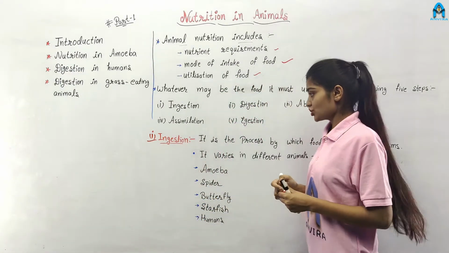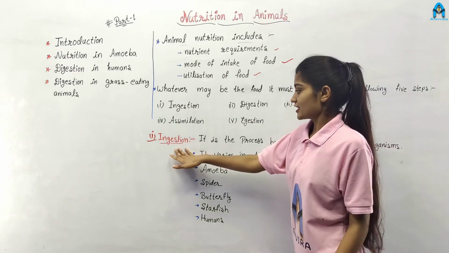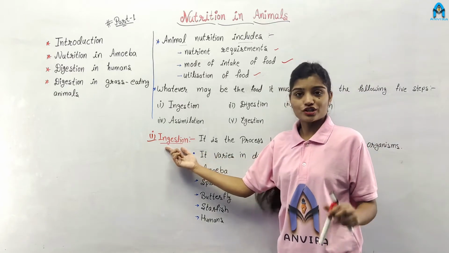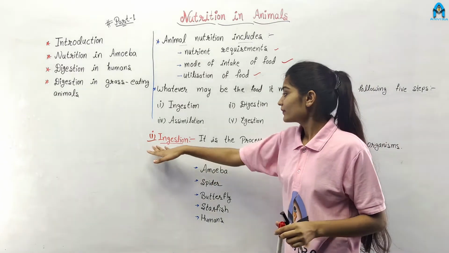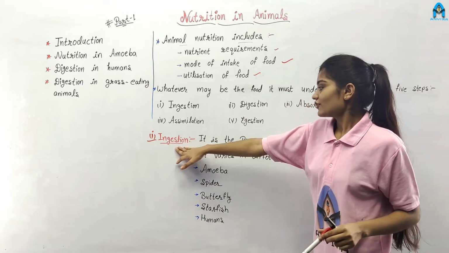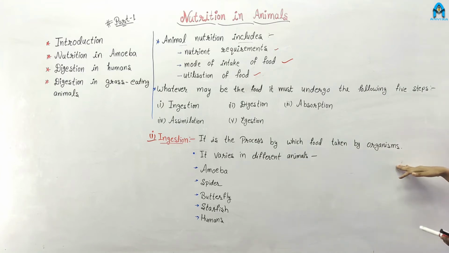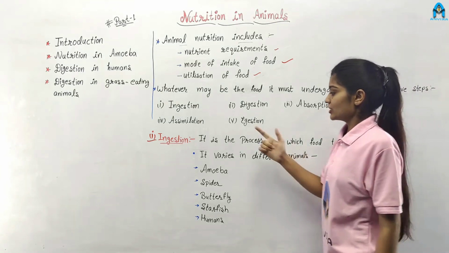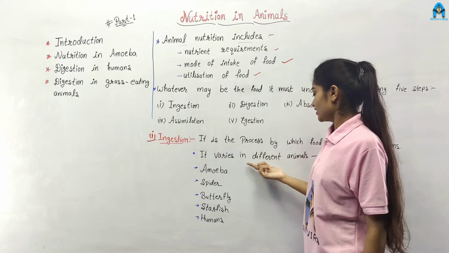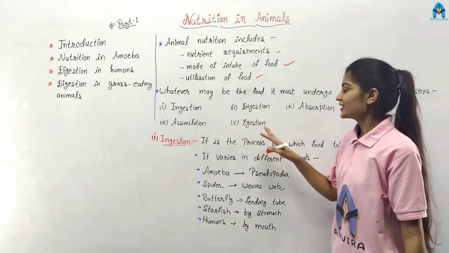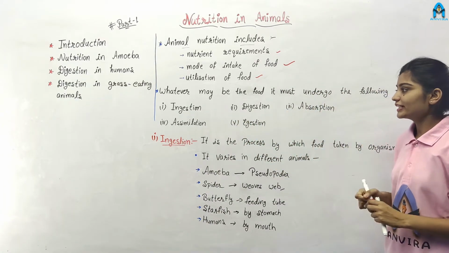The first one is ingestion. First of all, what is ingestion? And it is ingestion, not injection. The meaning of ingestion is the process by which food is taken in by an organism. And ingestion varies in different animals. Now we study all these steps in detail.